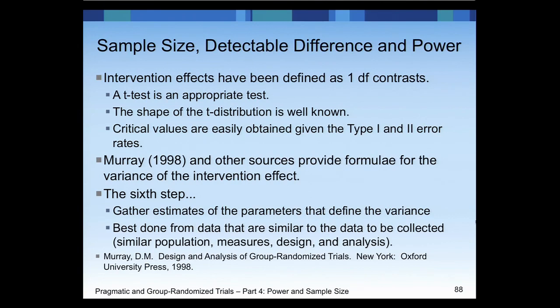I want to make a point here that those estimates are best collected from data that are similar to the data that we're going to collect in our study. So we want to get estimates from a similar population, data collected using the same measures if possible, data collected using the same or similar design, and certainly estimates that are based on a similar analysis. To the extent that we differ and get our estimates from a different population using different measures based on a different design and different analytic plan, the estimates may be no good for planning the study that we're going to do, and it's just guesswork. So it's really important to get good estimates and get estimates that reflect the kind of study that we're about to do.